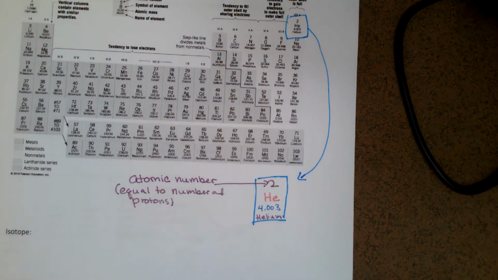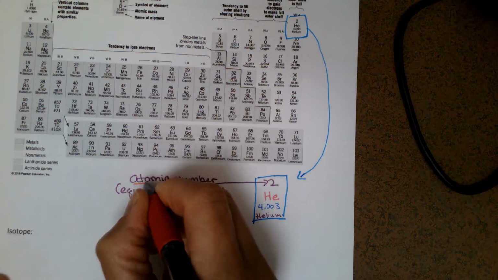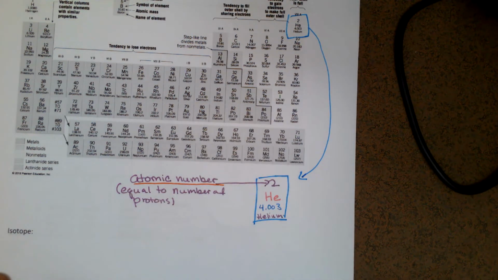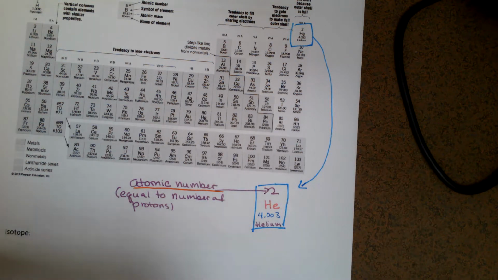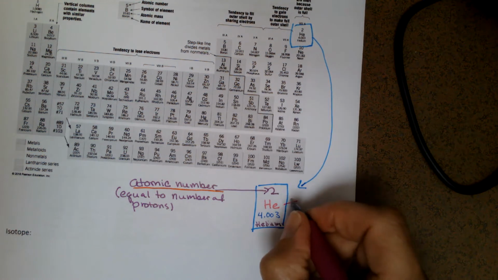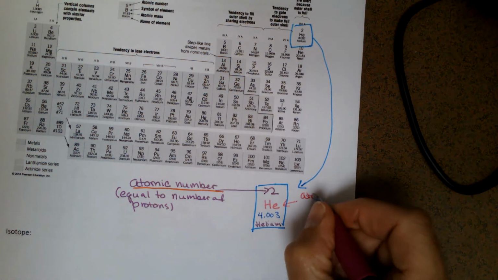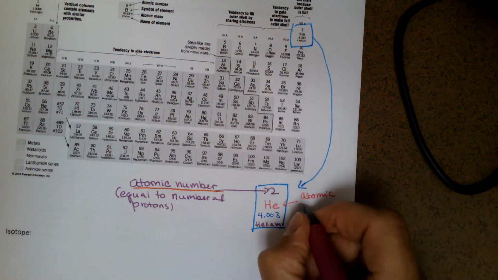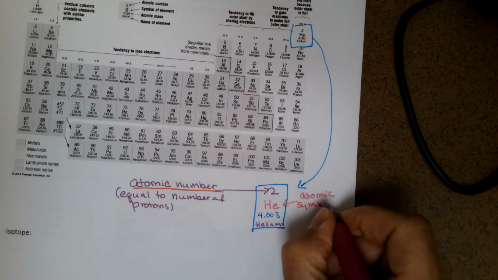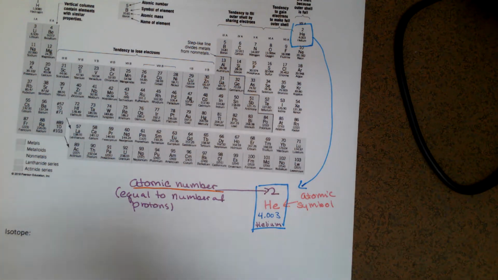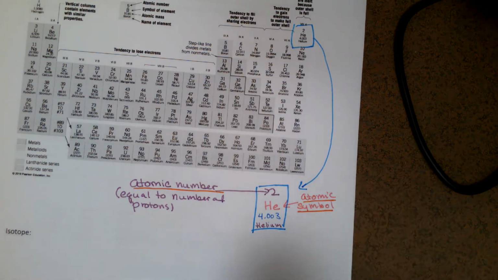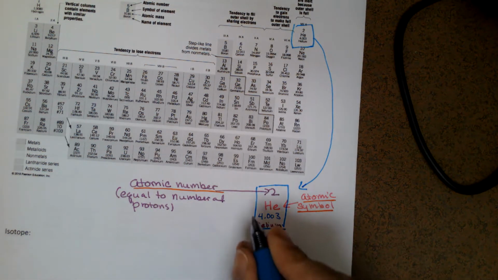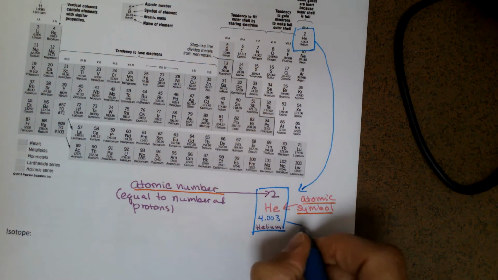So that means that helium has how many protons? Right, it has 2 protons. This right here is the atomic symbol, and that's just the chemical shorthand for the name of the element. This is the average atomic mass.